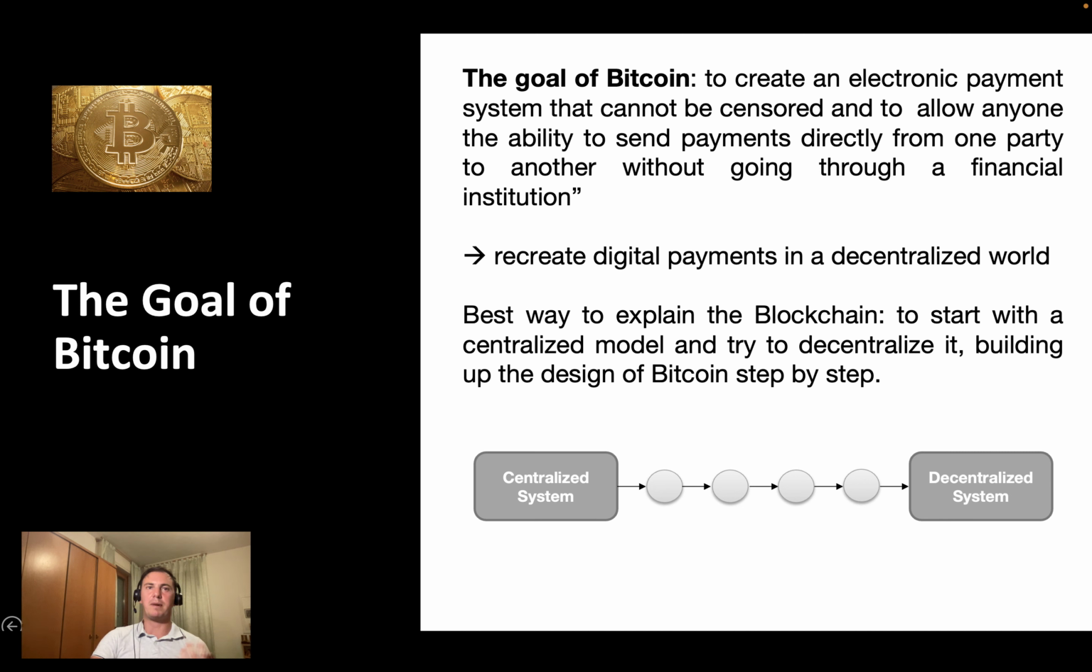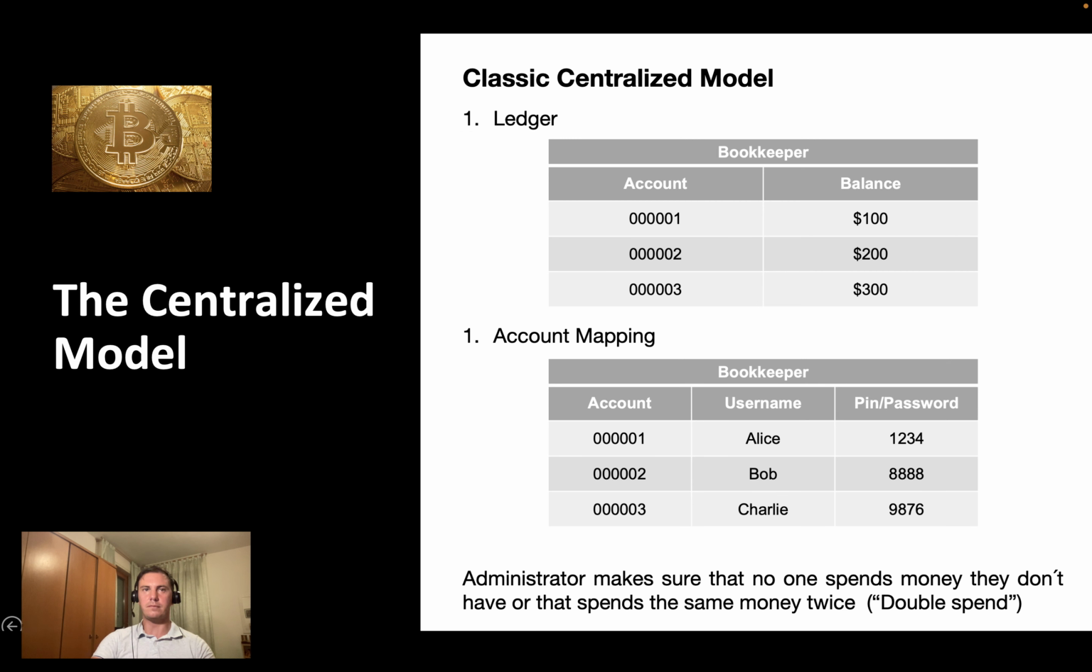The best way to explain the blockchain is to start by describing a central model and then try to decentralize it, building up the design of Bitcoin step by step. And this is what we will do from this lecture and the next 9. In total, there are 9 lectures. Let's start with a classic centralized model.